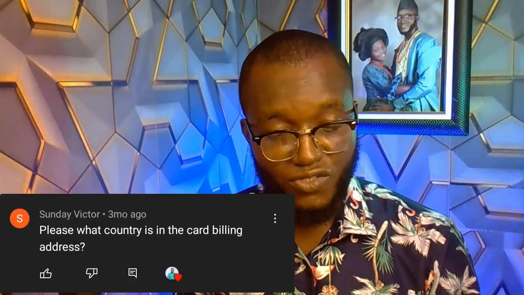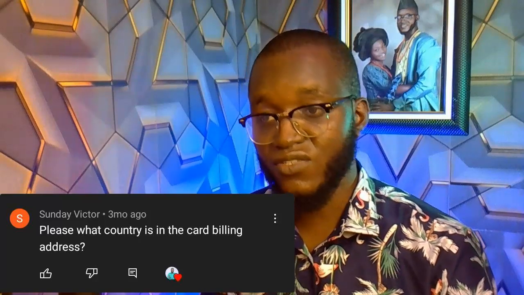It says, please, what country is the billing address? So just in case you are trying to use this card in some website, they are going to ask you the billing address. When you request for the card, the address you put on the form is the address you are going to use as billing address. So any address you fill during the time you are requesting this card is the actual billing address and the exact address you are going to put on a website that is asking you for the billing address.